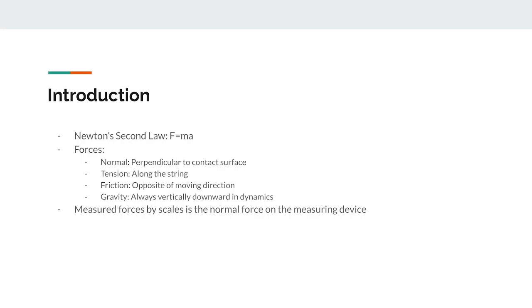And finally, we have gravity. That's always going to be vertically downward in a dynamics problem. We're going to learn a little bit more about gravitation in the future, but for now, that's all you need to know. It's always vertically downward. So, final thing: I don't think I actually have a question on the worksheet about scales, but remember that the measured force on a scale is going to be the normal force on the measuring device.